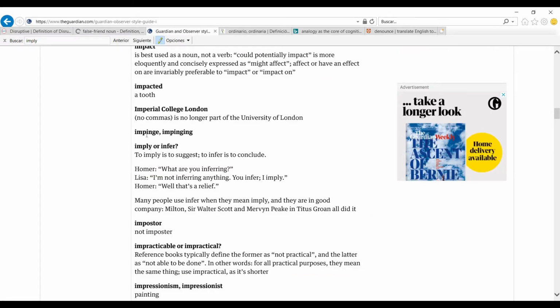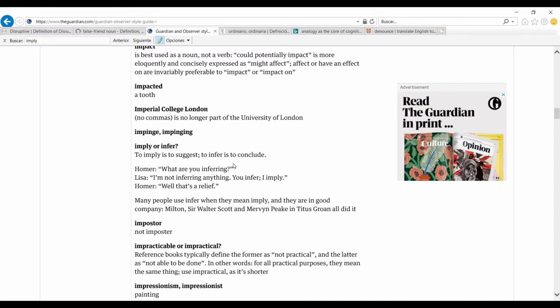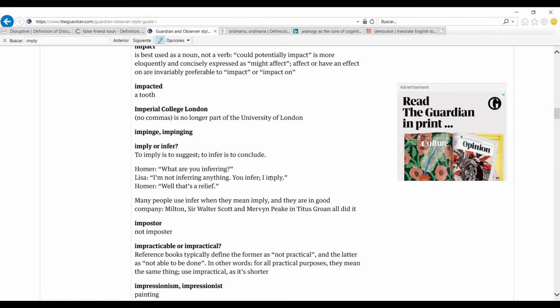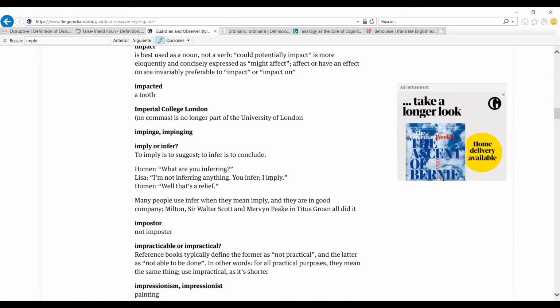So, what are you inferring? Uno no diría en castellano que estás infiriendo, sino en todo caso, ¿qué estás tratando de decir? ¿Qué es lo que estás implicando? Y por eso Lisa le explica, vos haces una inferencia y yo implico, en realidad no decimos implico, doy a entender algo. But for us, this is not a problem.